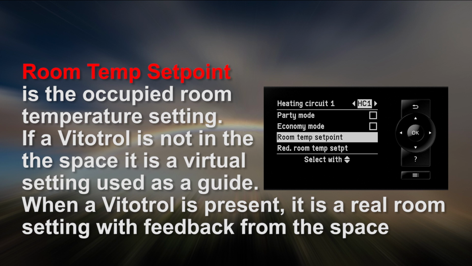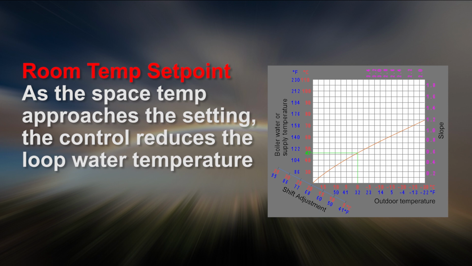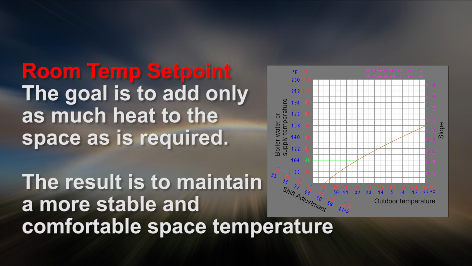Room temperature set point is the occupied room temperature setting. If a Vitotronic is not in the space, it is a virtual setting used as a guide. When a Vitotronic is in the space, it is a real room temperature setting with feedback from the space. A Vitotronic device reads the actual space temperature, but unlike a thermostat, it does not shut the loop off when the room reaches a set point. Instead, as the space temperature approaches the setting, the control will reduce the loop's water temperature. The goal is to add only as much heat to the space as is required. The result is to maintain a more stable and comfortable space temperature.